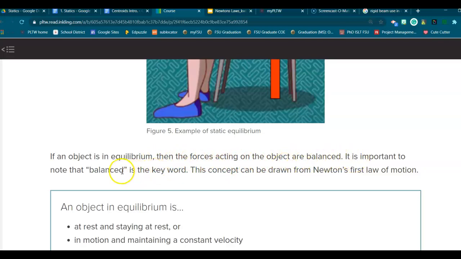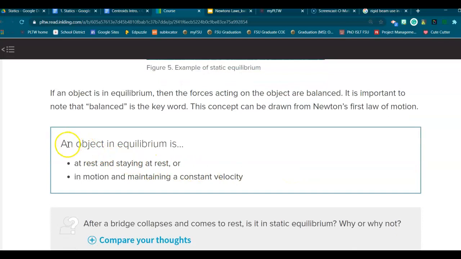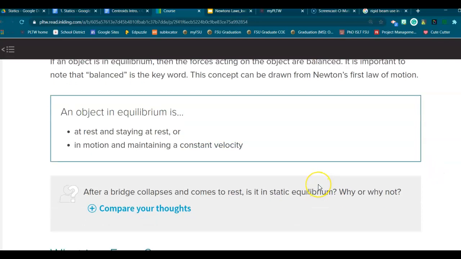It's important to note that balanced is the key word, and this concept can be drawn from Newton's first law of motion. Remember, it said an object in equilibrium is at rest or staying at rest, or in motion and maintaining a constant velocity. Constant velocity means that it's just continuing to move the way it is without changing. It's not speeding up and slowing down. It's staying the same rate that it's moving.